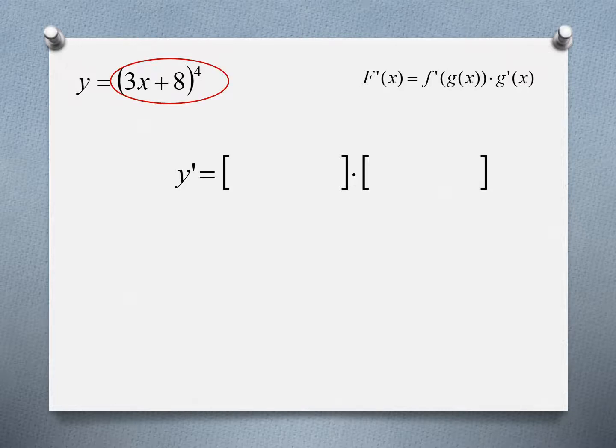First, I'm going to deal with the derivative of this entire piece, as if it were x to the fourth power. So I'm going to go with that power rule and just pull down that 4 and lose a power. So we've practiced this quite a bit. At this point, we should have 4 times the quantity of 3x plus 8 raised to the 4 minus 1. Of course, that will give us the 3.